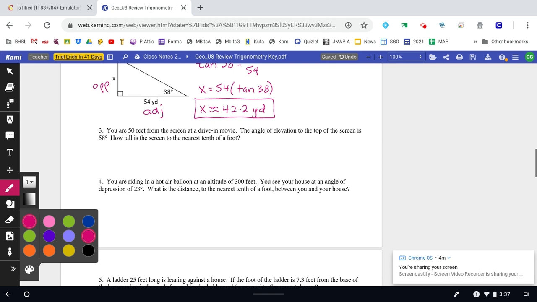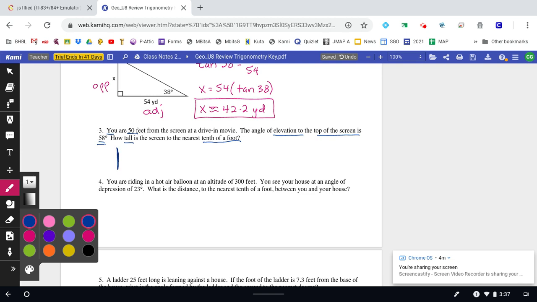All right, number 3. This time we're drawing a picture. You are 50 feet from the screen at a drive-in movie. The angle of elevation to the top of the screen is 58 degrees. How tall is the screen to the nearest tenth of a foot? Well, it might be something you're interested in. You're at the drive-in, you're wondering how big is that?